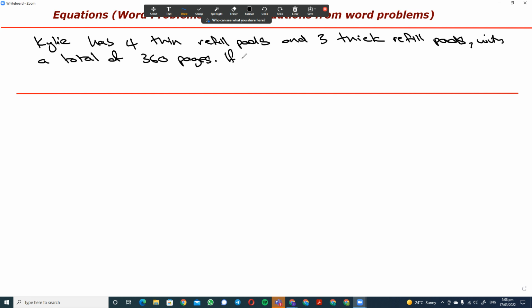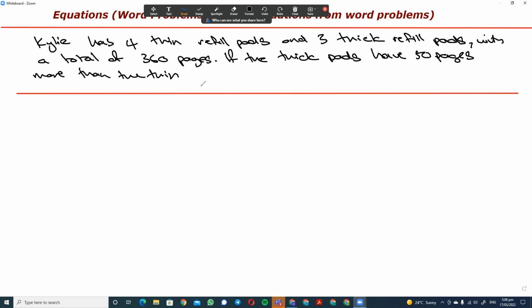If the thick pads have 50 pages more than the thin, how many pages does a thick pad have? Right, how many pages does a thick pad have? And that's what the question is asking for this one.